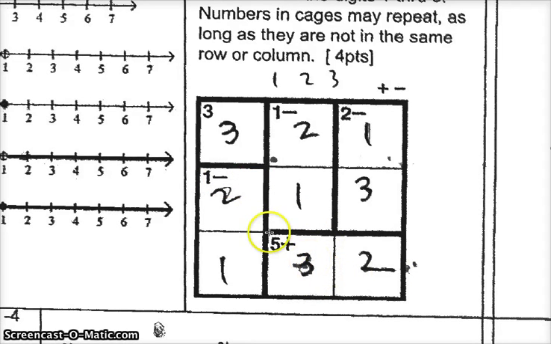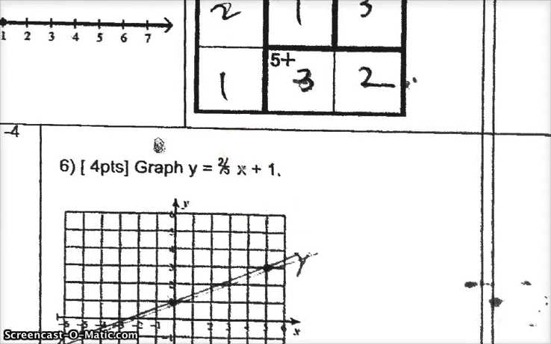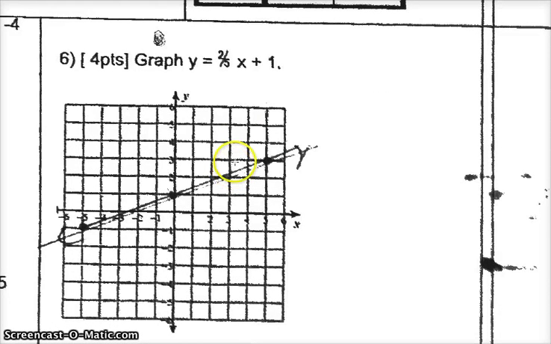These 2 numbers add together to be 5, and these 2 numbers subtract to be 2. I'm going to go kind of quickly because I only have about 8 minutes.